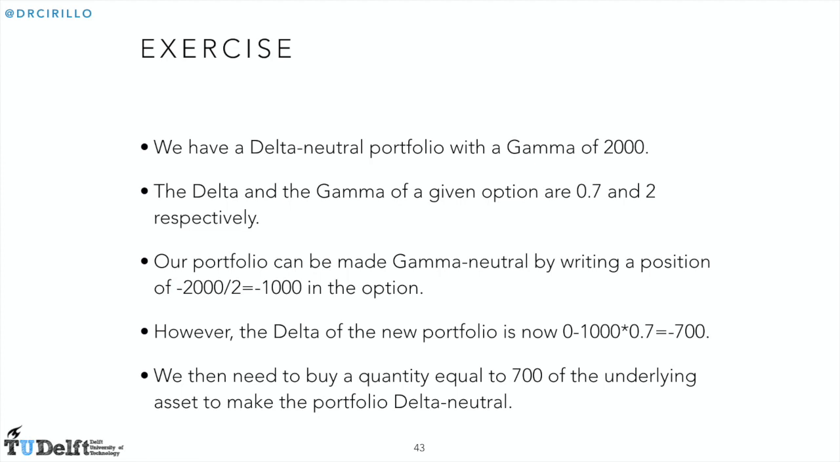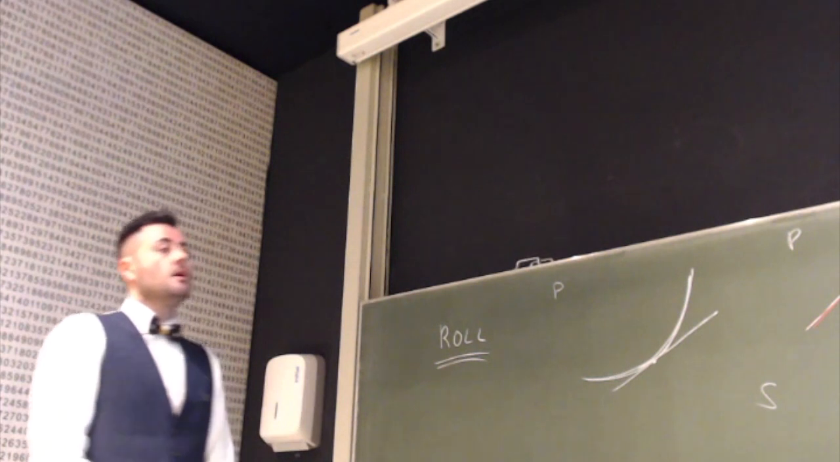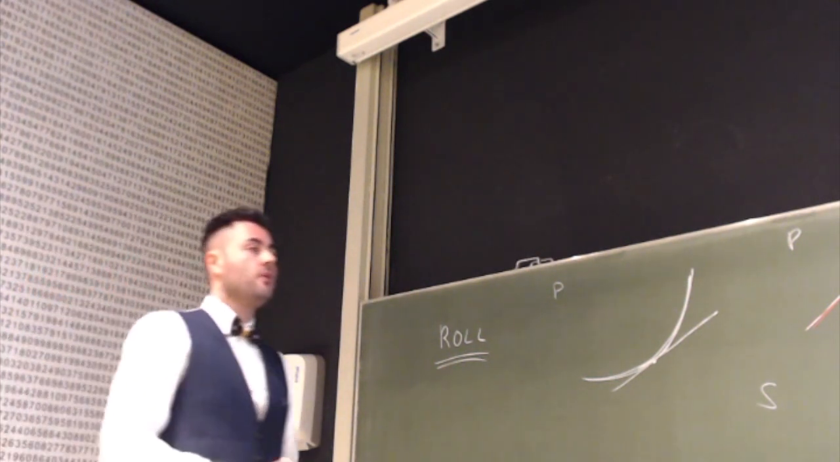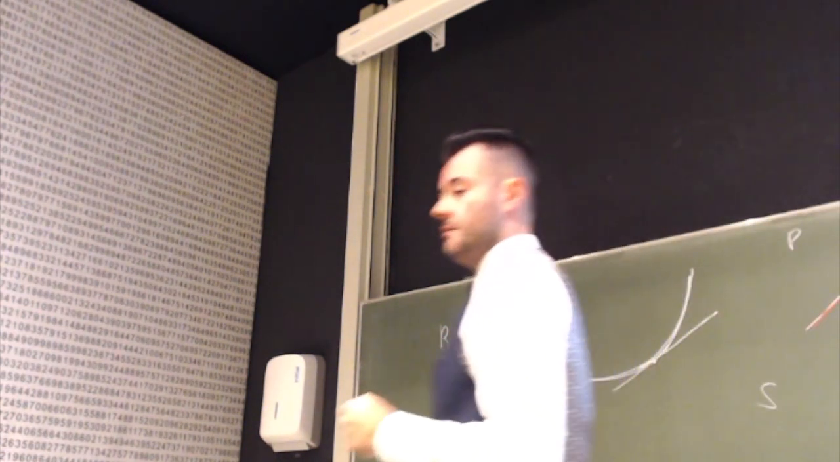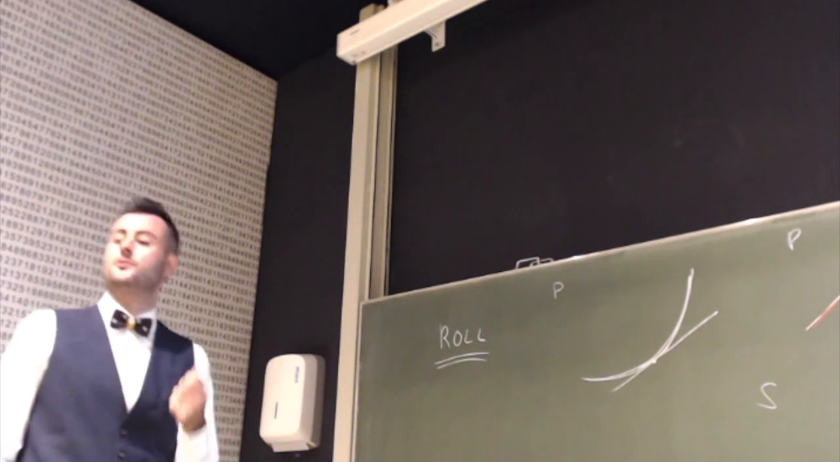Since it is a negative quantity, it means that I have to add a negative quantity to my portfolio, and this quantity relates to an option. It means that I have to write a position of minus 1000 in the option. Okay? But now, as I was telling you before, the delta of the portfolio has changed. Why? It used to be 0 because the portfolio was delta neutral, but now it is equal to 0 minus 1000, which is the position in the option, times the delta of the option, 0.7. So it is equal to minus 700.